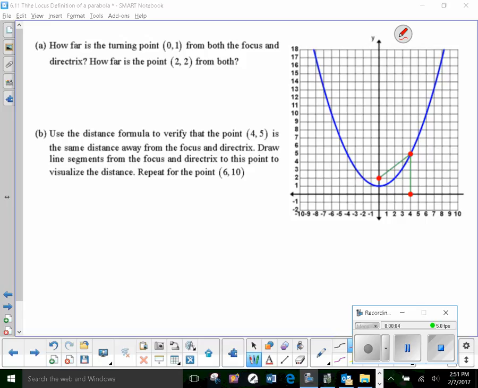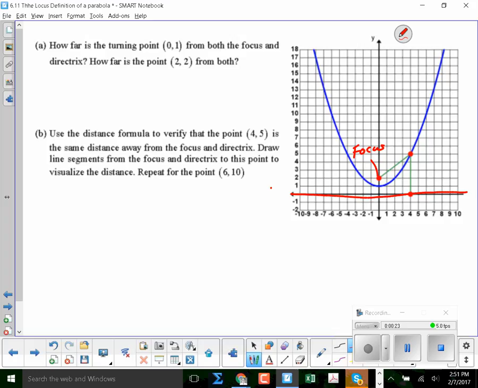We define a parabola as a set of points that is a distance from two things. The first is a point called the focus, and the second is a horizontal or vertical straight line called the directrix. So in this case, the directrix is the x-axis, so it's y is equal to 0.